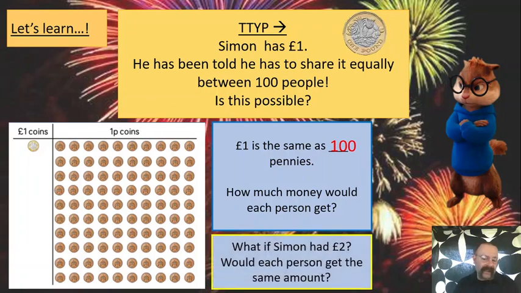But what if he had £2? Would each person get the same amount, or would this change? Okay, so what do you think if he had £2? So each person, if we divided £2 by 100, each person would get 2p. Okay.